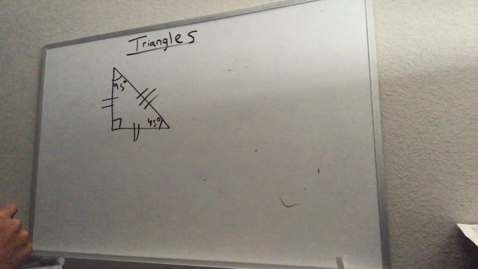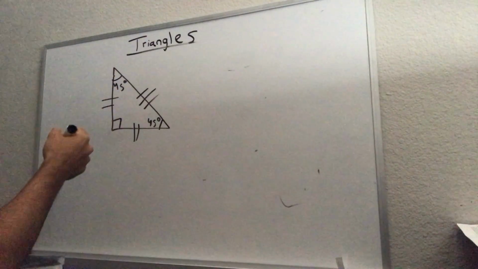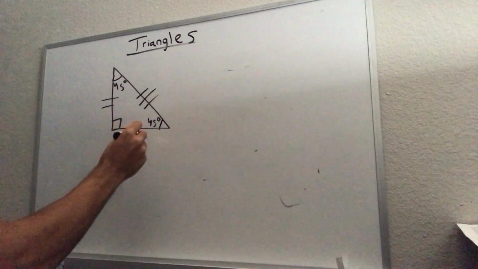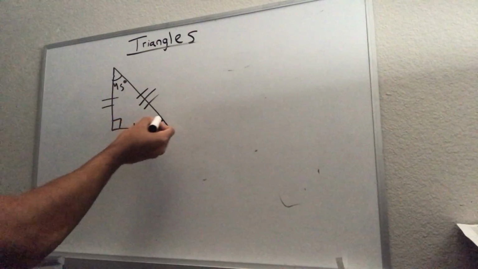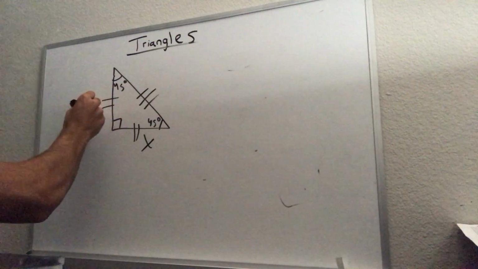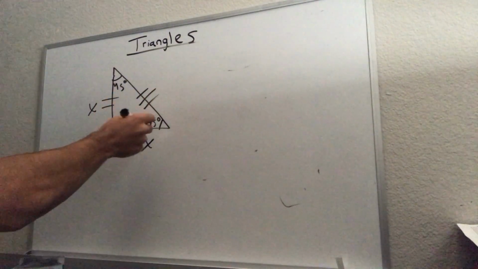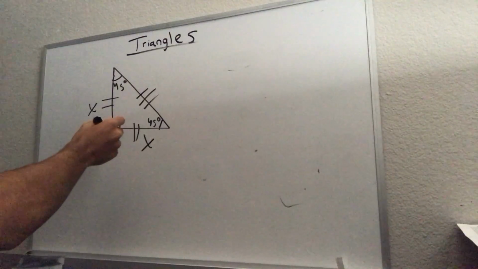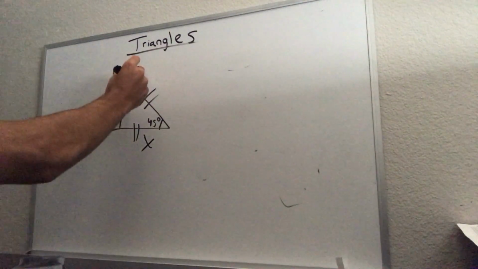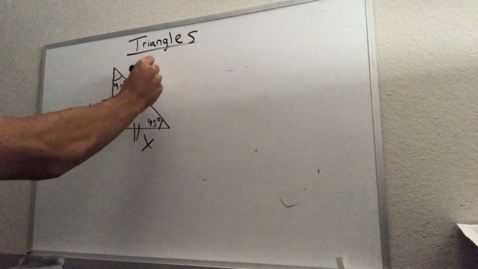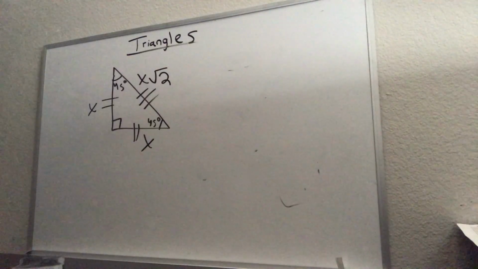And so really, if we were to state that the side opposite the 45 degrees is x, it would make sense to state that the side that's opposite this 45 degrees is also x. And what happens is that knowing that these two are x, what the rule states is that the side that's opposing the 90 degrees must be x times root 2. So that's the basic idea here.